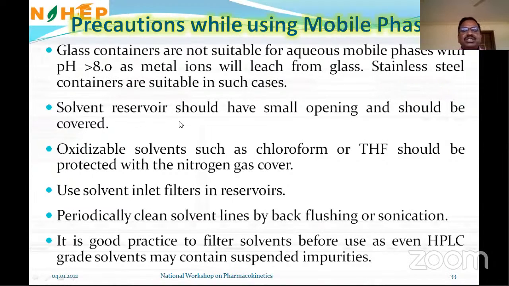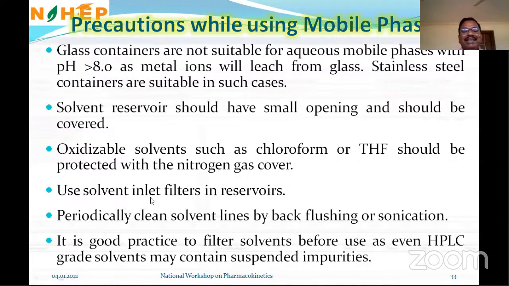Next, the solvent reservoir should have a small opening and should be covered, because some of the solvents are volatile, so they evaporate. By evaporating one solvent, the other solvent's concentration will increase, and the mobile phase composition will change. That's why those reservoirs should be tightly closed. Whenever we are using oxidizable solvents like chloroform or tetrahydrofuran, they should be protected with a nitrogen gas cover. Otherwise, they oxidize and induce some problems.